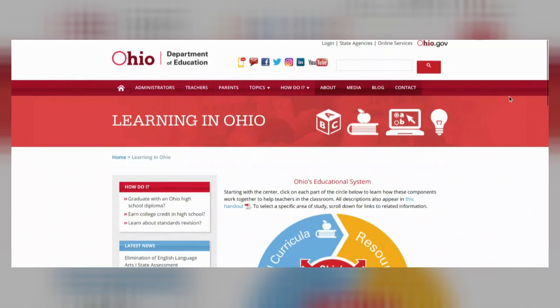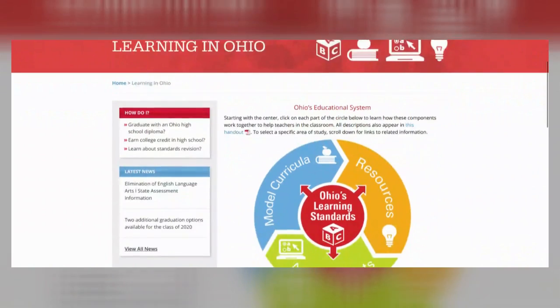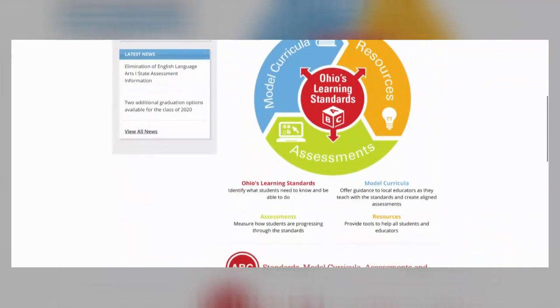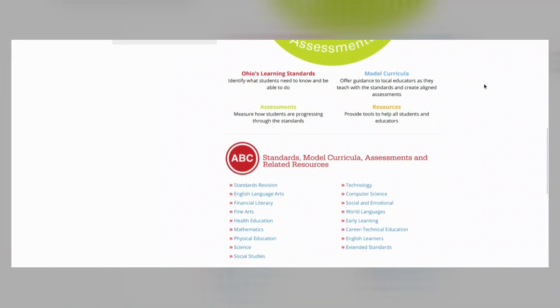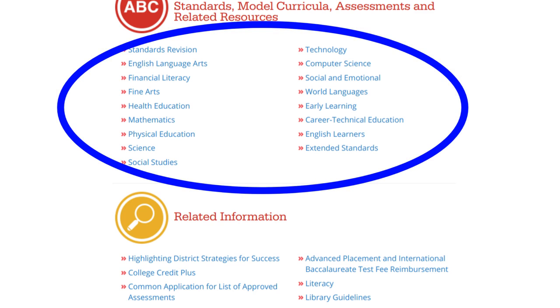If you go to this website, which I will link for you, you're going to be able to take a look at what the state has come up with for our model curriculum and our learning standards and what assessments our students need. And it also gives tools or resources to help students and educators. This is the section of the website that you're going to be revisiting multiple times over the next few weeks.